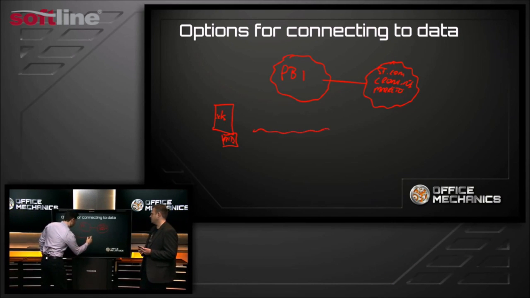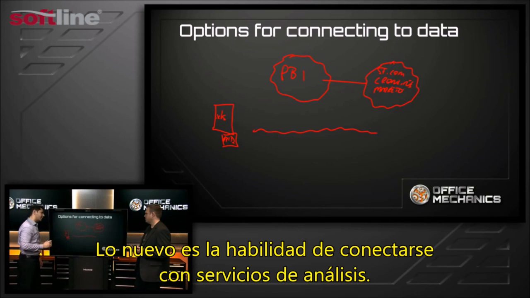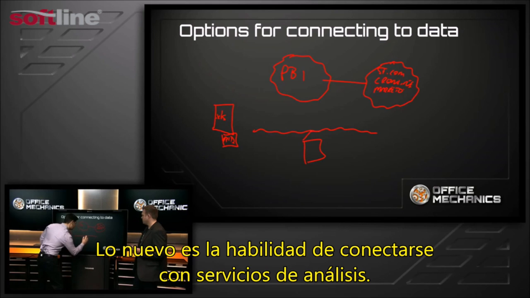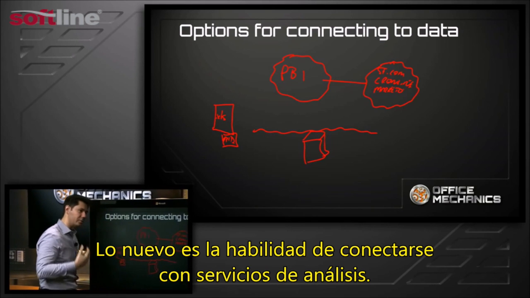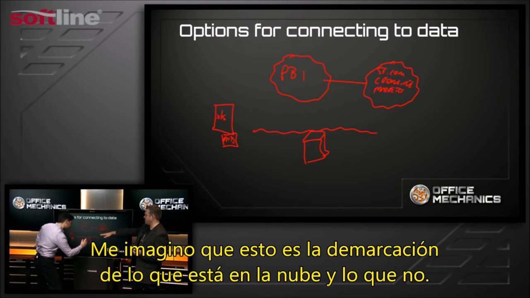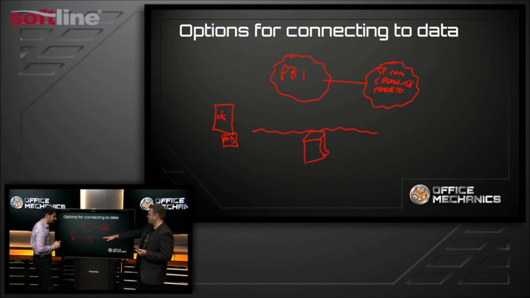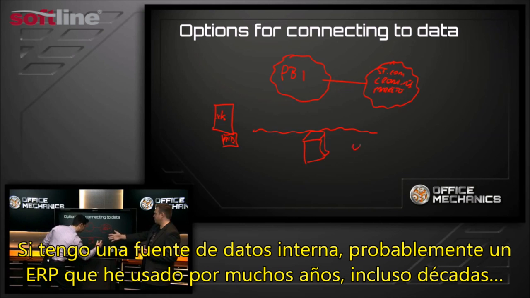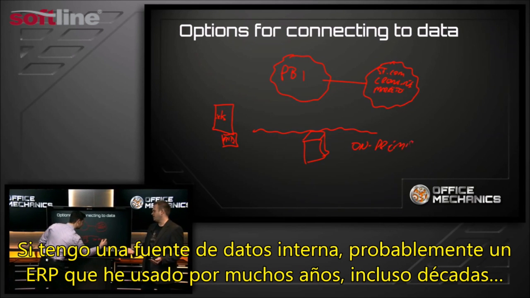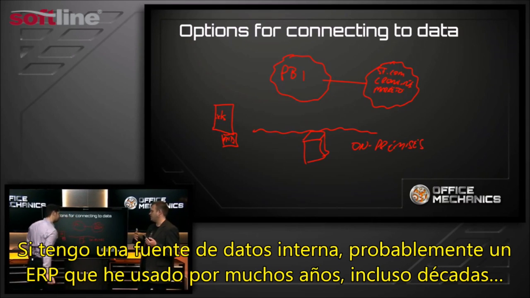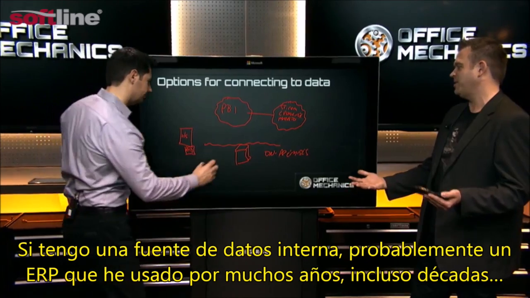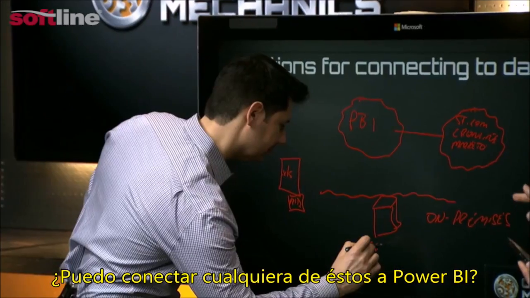Now, what we're introducing as well is the ability to directly connect to Analysis Services for a lot of our corporate users. Hold on. So this is the demarcation of what's in the cloud and what's online. That's right. So this means that if I've got a data source on premises, say I've been using an ERP system, I've got other databases that I'm managing, maybe I've had those for a few years, a few decades in some cases, I can connect Power BI to those as well.